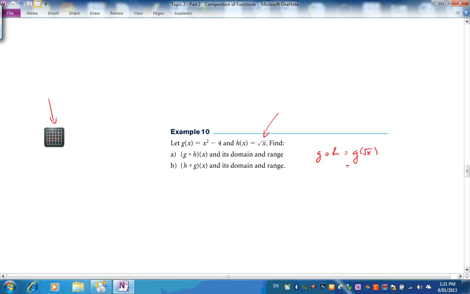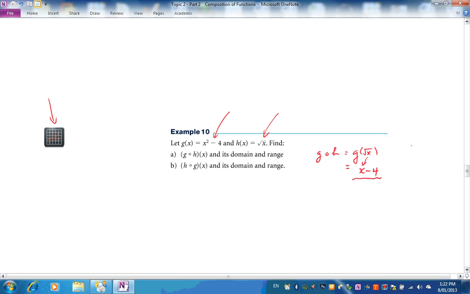So if we do G on it, what's G do? G squares it and takes 4. So let's square root X. That would be X. And take 4. So our actual composite function, G of H of X, is that one.